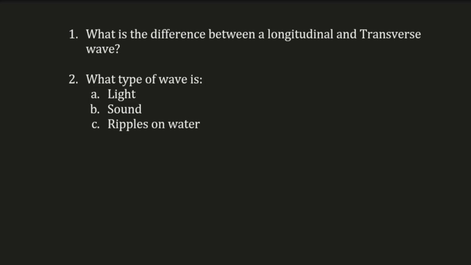Question 2, what type of wave is light, sound, and ripples on water? So light is an example of a transverse wave. Sound waves are an example of a longitudinal wave, and ripples on water, we said, were also an example of a transverse wave.